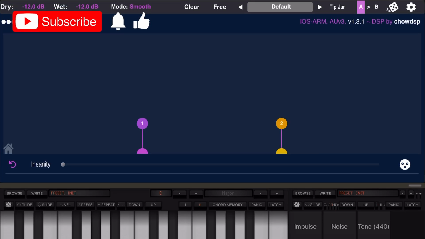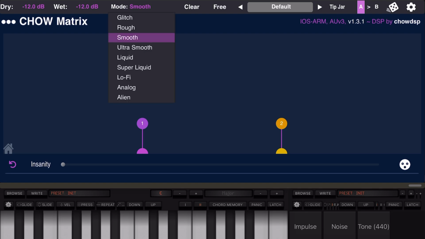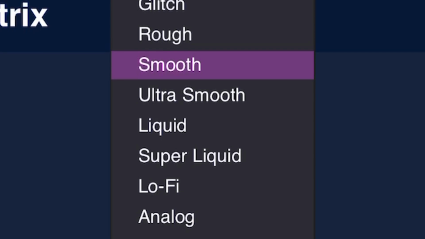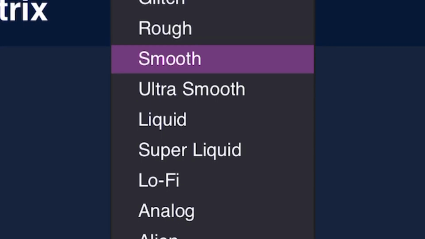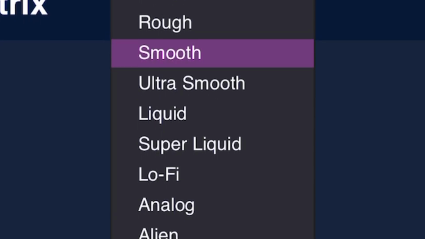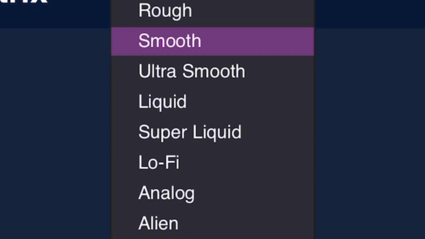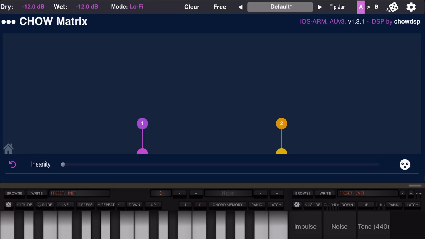Now, there's even more stuff in here, like the fact that you can switch out the different modes inside this thing. And if you check the modes, we can see that we got glitch, rough, smooth, ultra smooth. Now, I tried this out, and when I choose the analog one, for instance, then the delay sounds more analog-ish. You choose the lo-fi, which is also another favorite of mine. It sounds lo-fi.